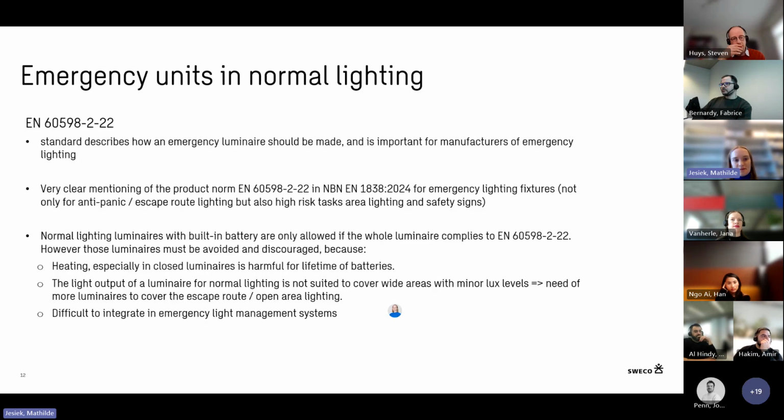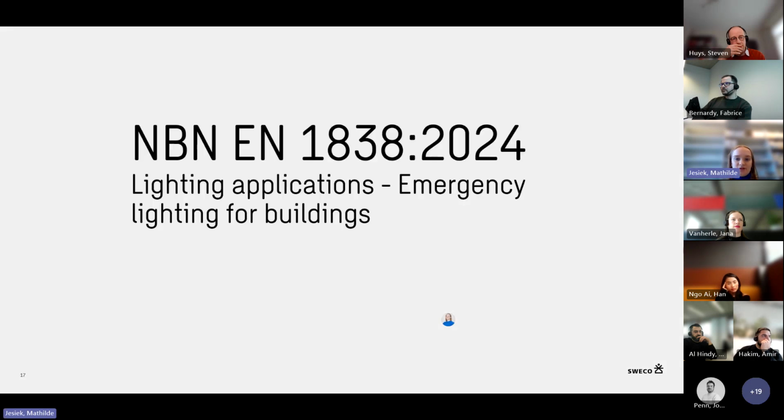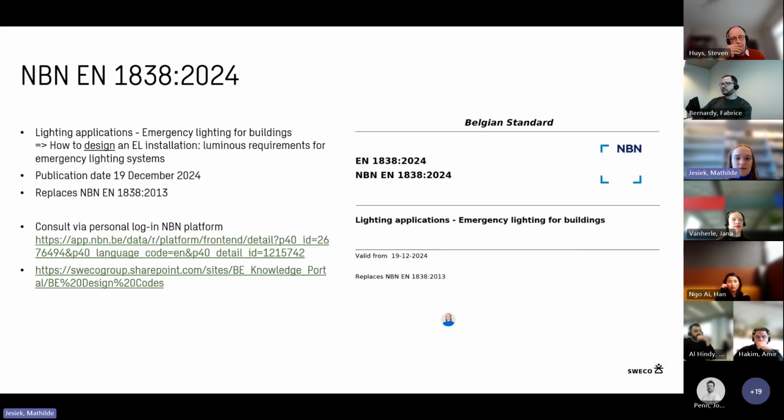All right. This is what we already talked about, the emergency unit in the normal lighting. So I will jump to the new standard, the new 1838 from 2024. This is how it looks. It's available via the NBN platform. You also should have a login through Sweco where you can download this. We also put the link here because that's how you can go through your Sweco account to this NBN platform. And if you have problems with it, reach out to us. We can help you find the documents itself.